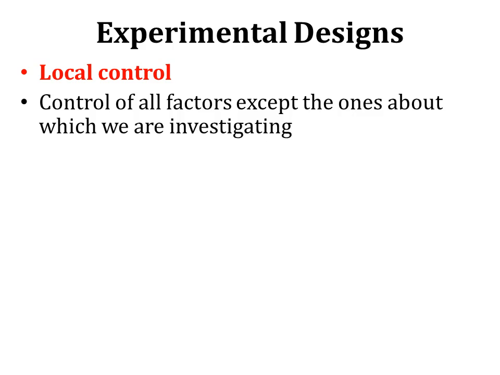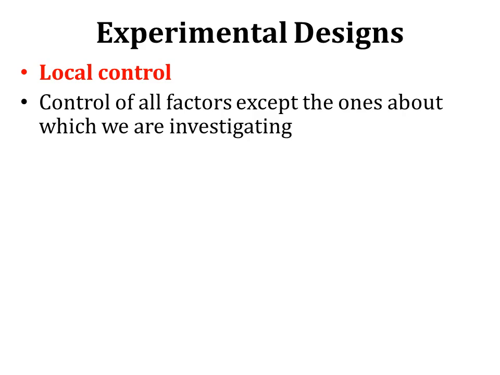Then the next very important principle of experimental designs is local control. So control of all factors except the ones about which we are investigating. Local control is basically about those sources of variation that are unwanted, that are nuisance factors, but we cannot control them fully. But we should try to maximally control those factors, and we are not going to control the sources of variation that we are interested in.